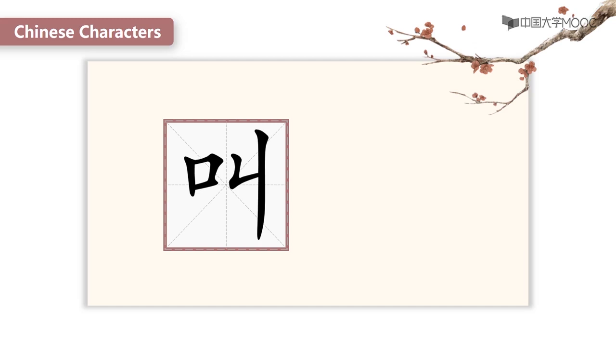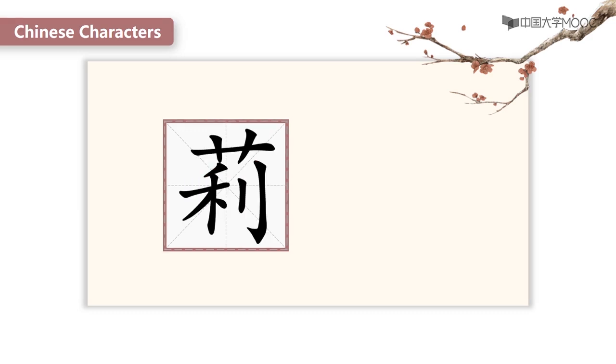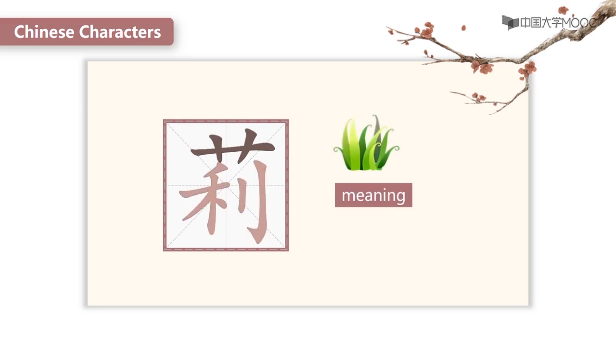For example, 叫. Here, the left part means mouth. When you call others, you use your mouth. The other part gives a clue to its pronunciation. Do you remember my name? Zhang Yanli. The last character, Li, is another example of phonosemantic compounds. The top radical refers to grass, and the bottom part, Li, stands for its pronunciation.